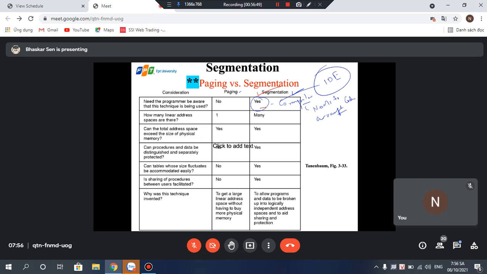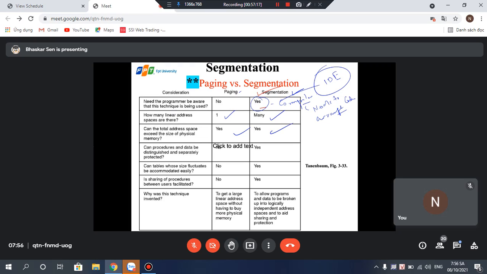Then now that it is gone, what else? How many linear address spaces? Still one. But there we have many. Can the total address space exceed the size of physical memory? Yes and yes. But they do it in a different way. They do it in a linear way by generating virtual addresses, virtual pages. And this is done by separating the segments.